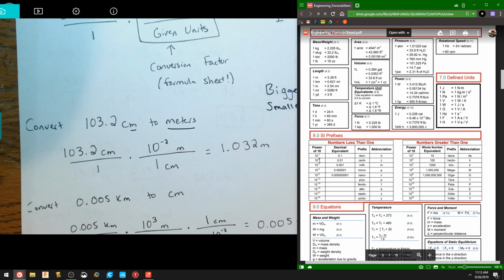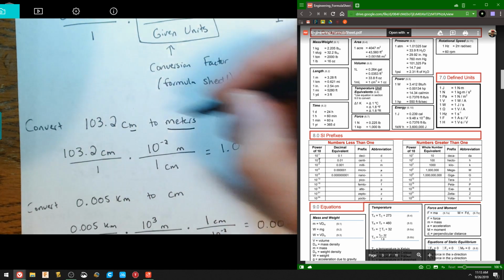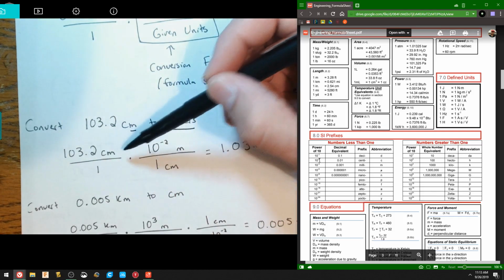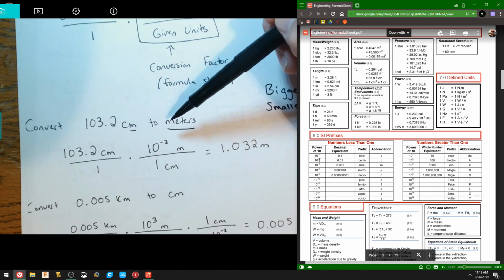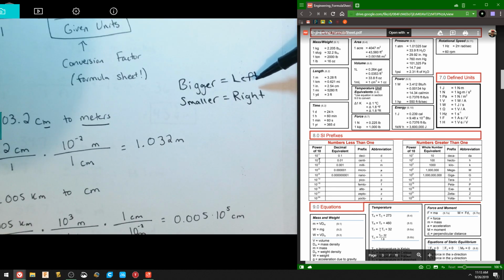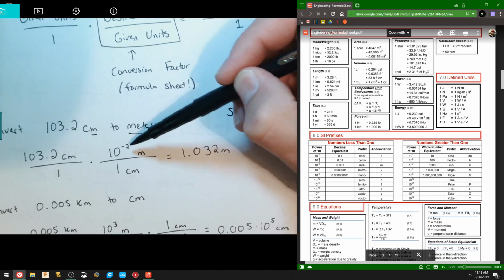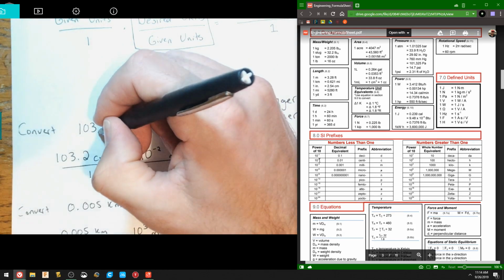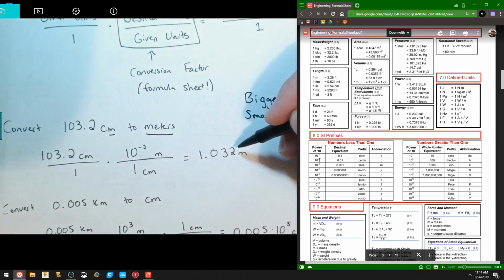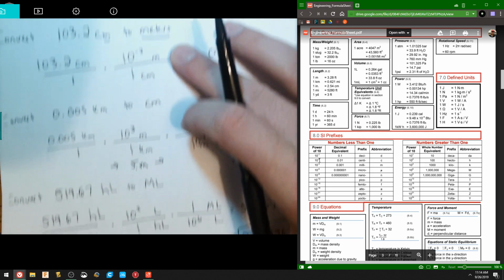Or, the way I do it is I take 103.2 centimeters and I say, okay, if this is 10 to the negative 2, I'm going from a small number to a big number. So I'm going bigger. I'm going to move the decimal place left, whatever this power is. So in this case, 2. So I'm going to go left 1, 2. And my answer is 1.032. You guys see how easy that is? To me, that's easier. Let's do another one.